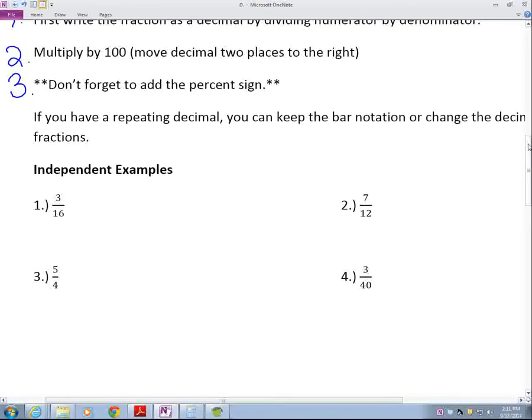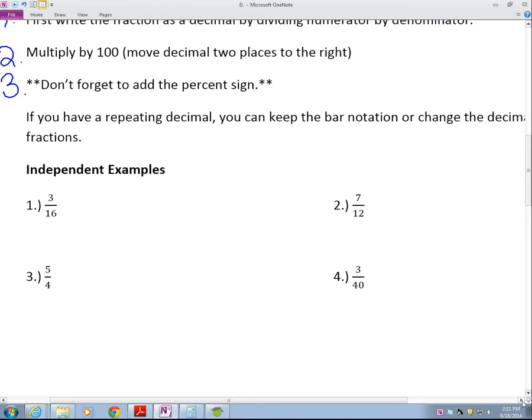Now, these ones here, if you have a repeating decimal, you can keep the bar notation or change the decimal into fractions.